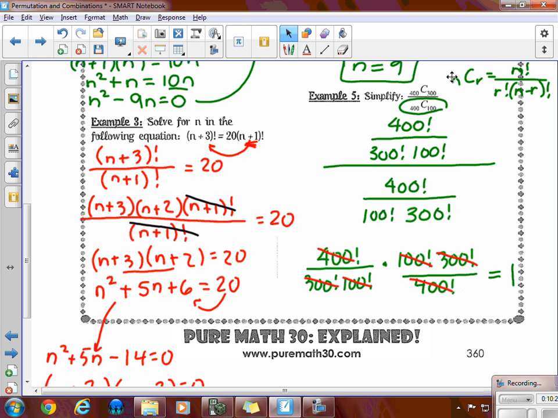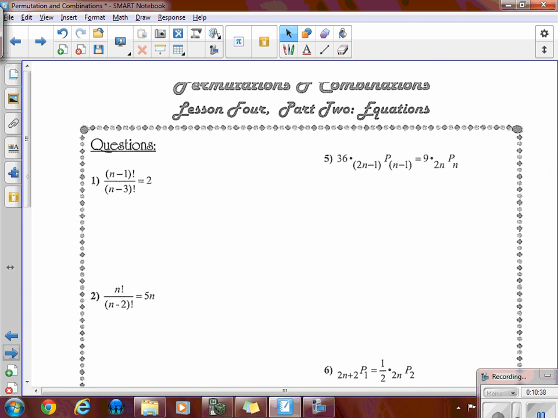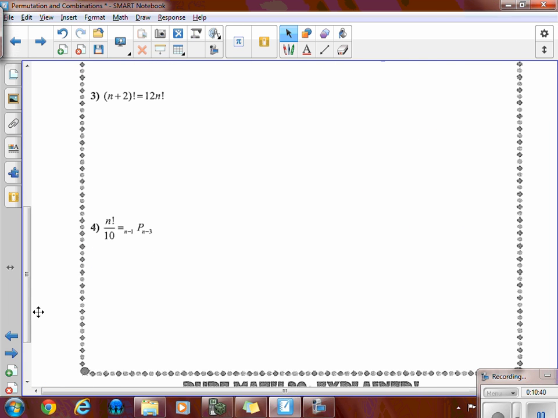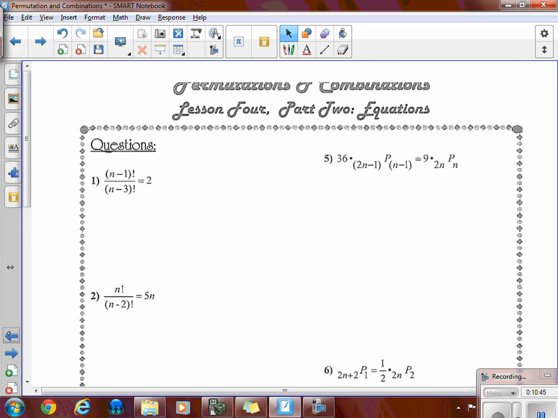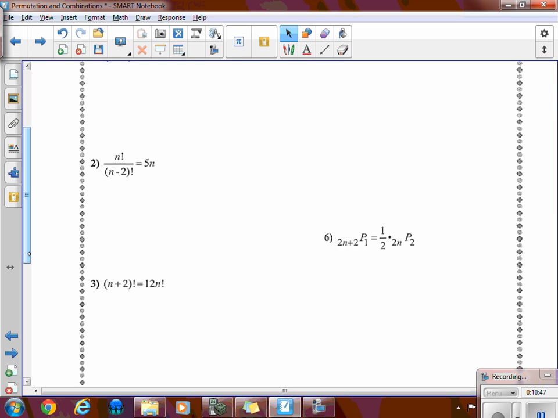So working with these solutions, you really have to check to make sure that all of your solutions are actually viable answers and don't lead to negative factorials. So right now, go through and work these questions. You have the answers provided as well on the next page, actually the solutions. So work through, get those done, and we'll continue the lesson.